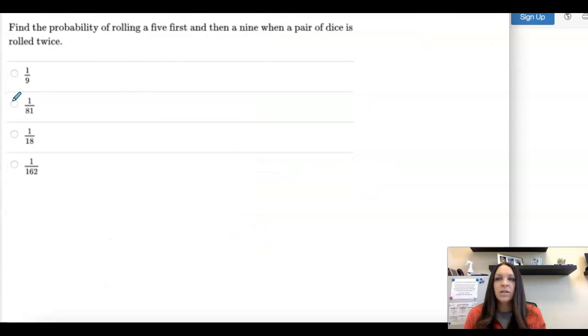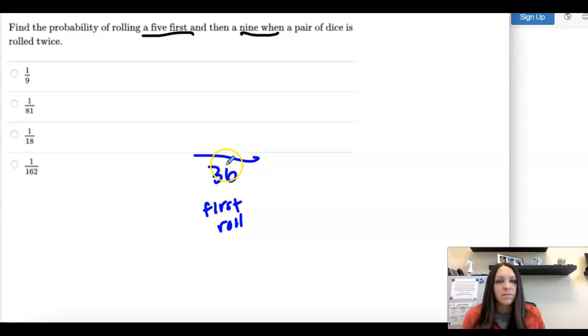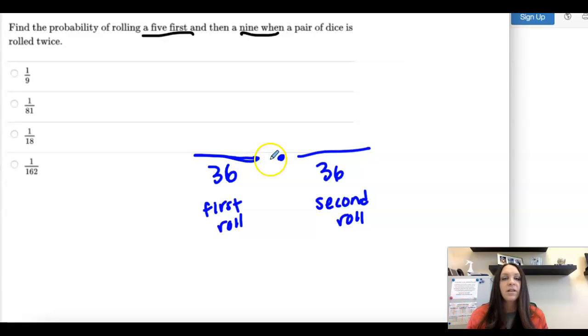So let's do one more. Find the probability of rolling a 5 first and then a 9 when a pair of dice is rolled. So now I'm not thinking about replacements. I just have 2 dice, I roll. So 2 dice, my first roll, there's 36 outcomes. Then I pick up the dice again and I roll. There's still 36 outcomes. When we're talking about the dice, the outcomes don't change because I don't have a card that I'm hanging on to, like in our last ones.